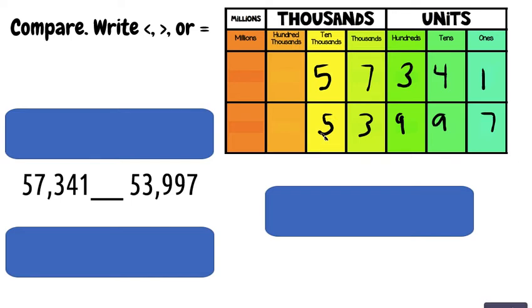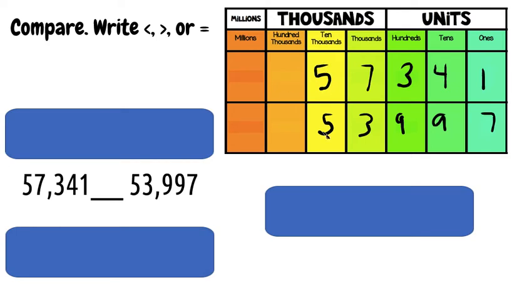Okay, so now we're going to go ahead and compare. We have nothing in the millions. We have nothing in the 100,000s. But I do have digits in the 10,000s. Go ahead and on your board, write down which number you think is larger. Go. All right, so let's see if you are correct.